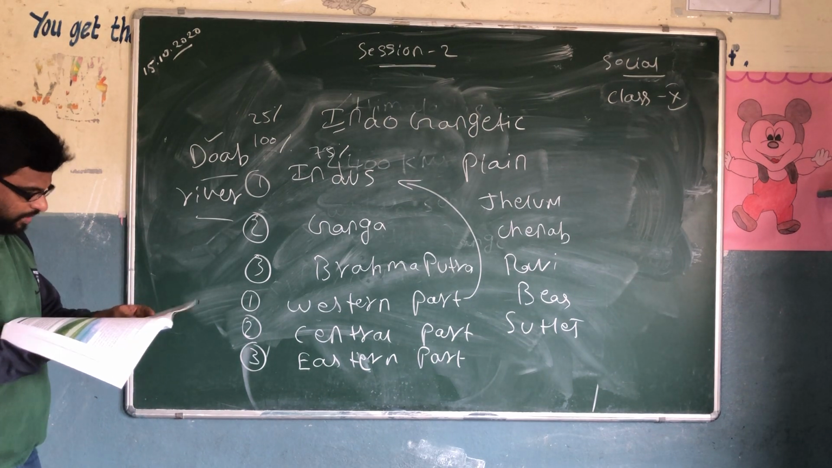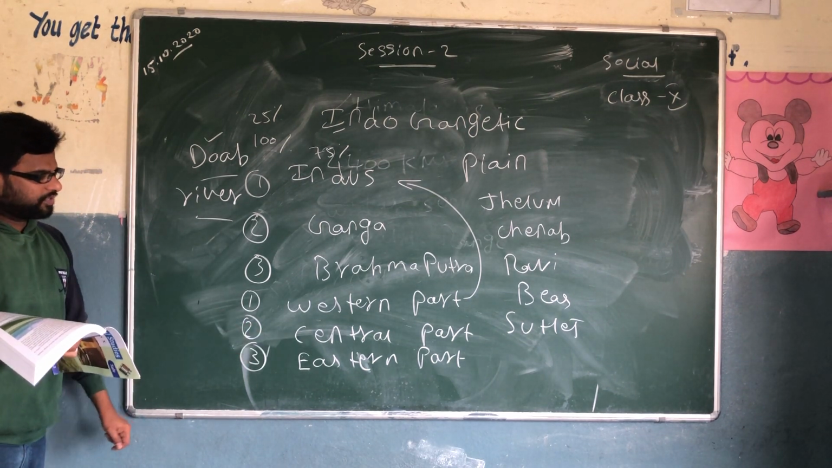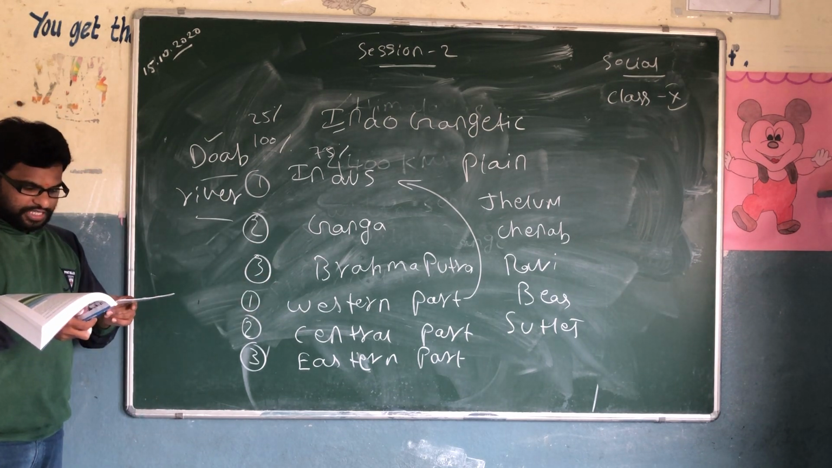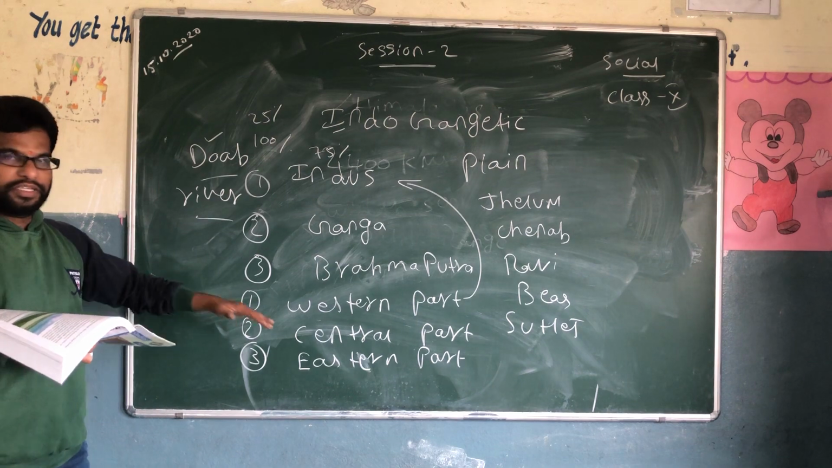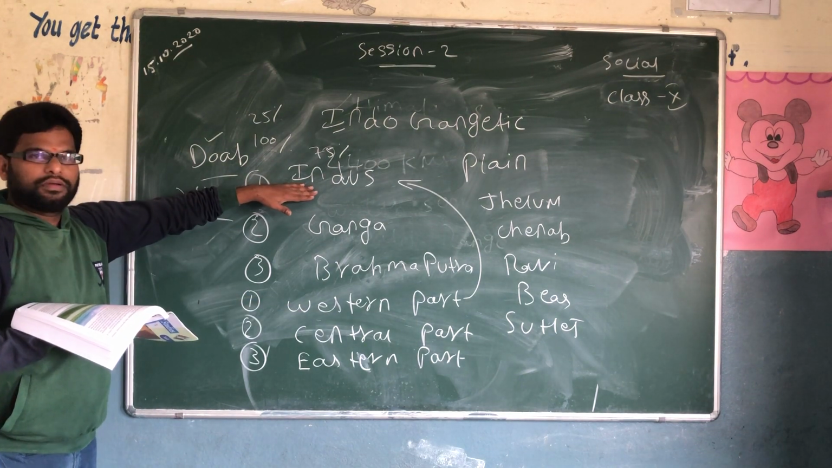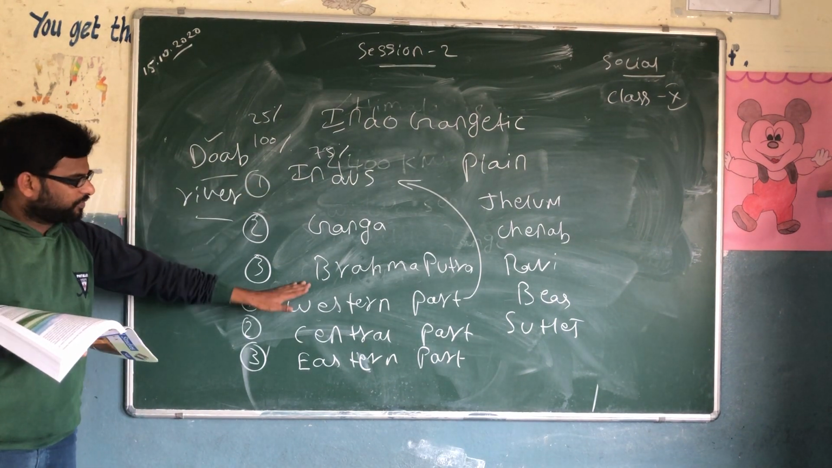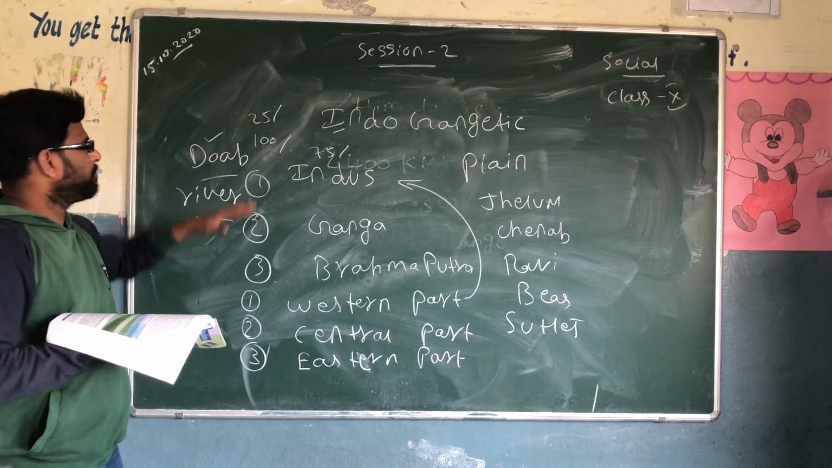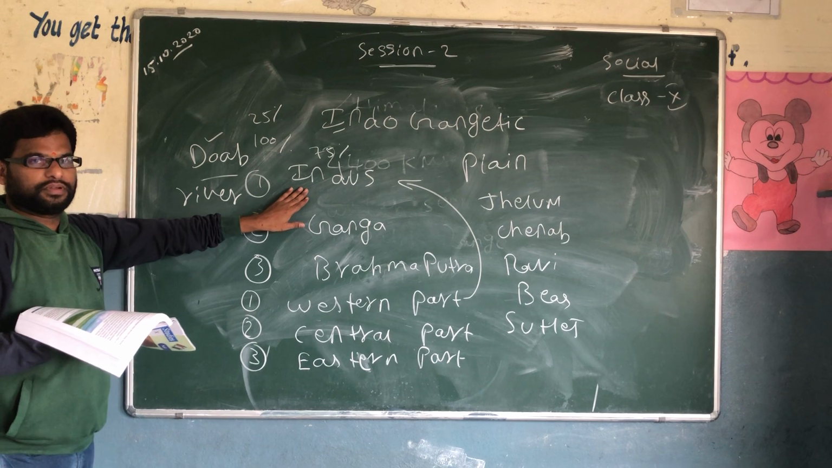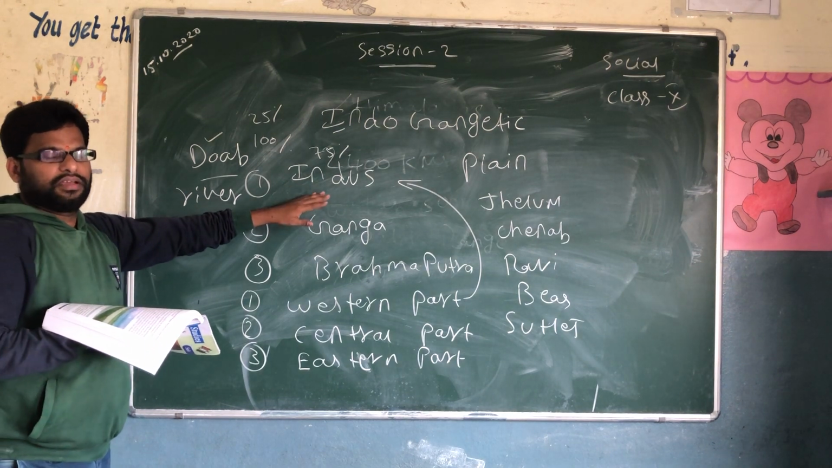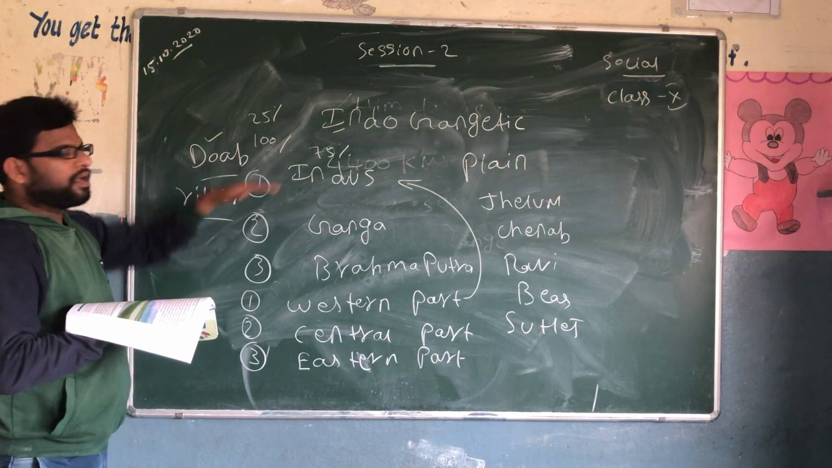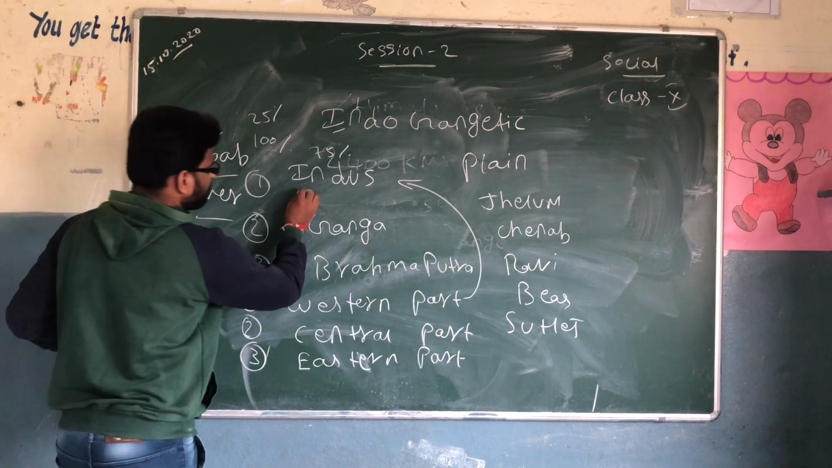And I can go to the central part. Let me repeat again the western part. The western part is formed through the Indus River. This Indus River is flowing to the western part, and mostly 75% of the portion is located in Pakistan, and the rest of the 25% we have is located in Punjab and Haryana.